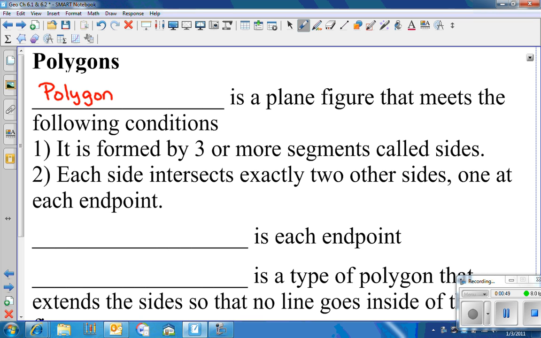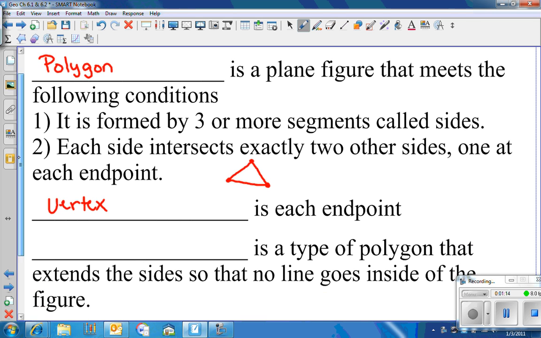Okay, in other words, if I had a triangle, here's a side, and the other side, they have to intersect at the endpoints. They have to be close. All right, the vertex is each endpoint, and that's the word that we'll be using for endpoints.